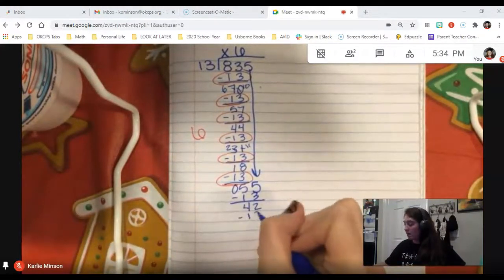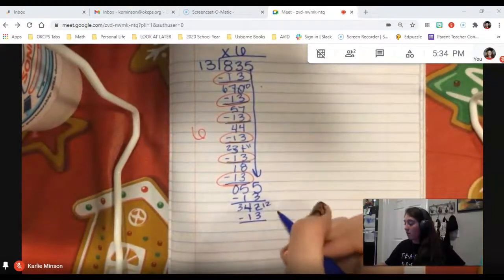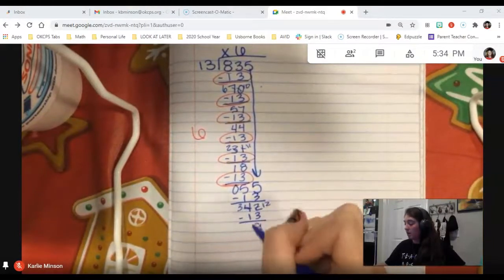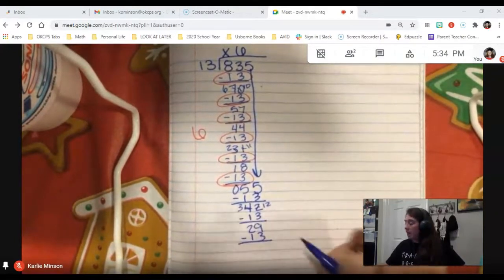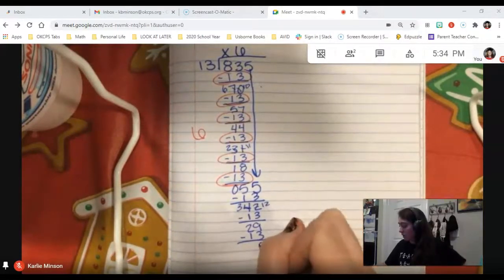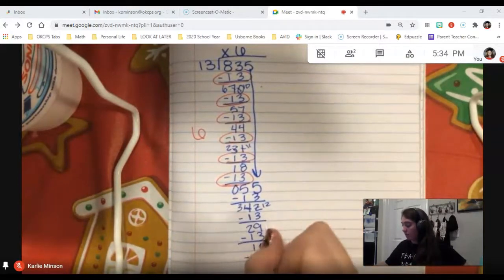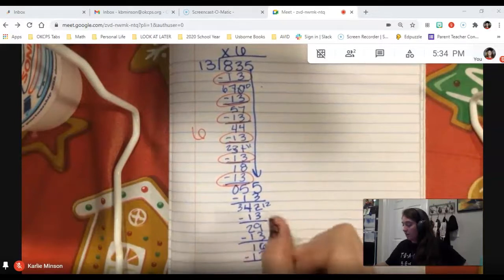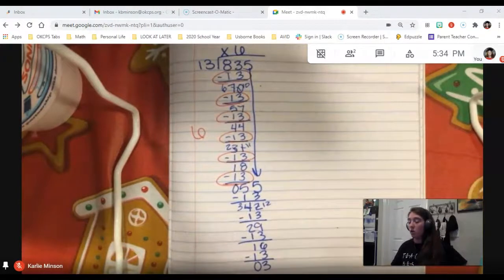Again, I can still subtract, so I keep going. I have to borrow, making this a 3, making this 12. 12 minus 3 is 9. 3 minus 1 is 2. I can still subtract 13, so I keep going. 9 minus 3 is 6. 2 minus 1 is 1. I can still subtract 13. 6 minus 3 is 3, 1 minus 1 is 0, and I have to stop because I can no longer subtract 13.